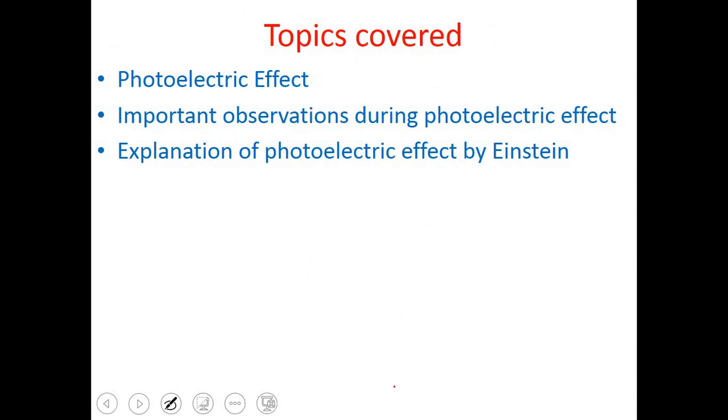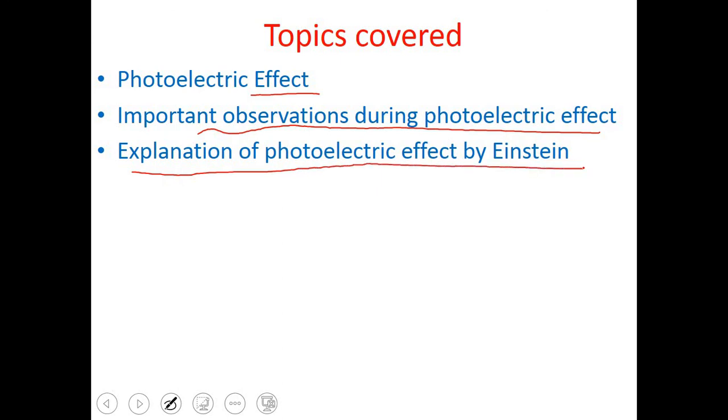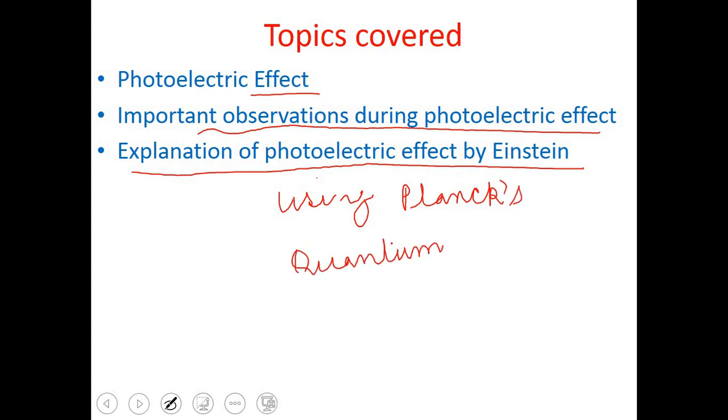So children, let's see what we have discussed today. We have studied about photoelectric effect. That was the first point. After that, we have seen what are the important observations during photoelectric effect, four observations we have discussed. After that, in brief, we have studied about Planck's quantum theory also. Then we have done the explanation of photoelectric effect by Einstein using Planck's quantum theory. The topic was very interesting, and I hope that you understood this topic nicely.